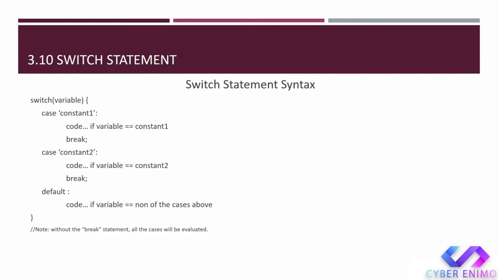The syntax of the switch statement is shown here. We start by typing the keyword switch, followed by the variable to be evaluated. Then we type the cases or the values we are anticipating, followed by the code associated with each case. We do that by typing case, followed by the value to be compared to the variable being evaluated.